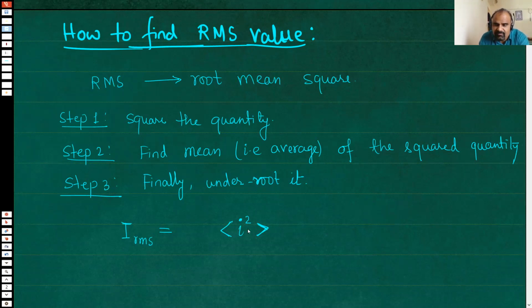So here we don't want to find average current. No, because that will be 0. We want to square the current and then find the average. That's what I'm doing. Square the current, then find the average. And finally, underroot it. So this is the way you will find RMS. I'll do the calculation.